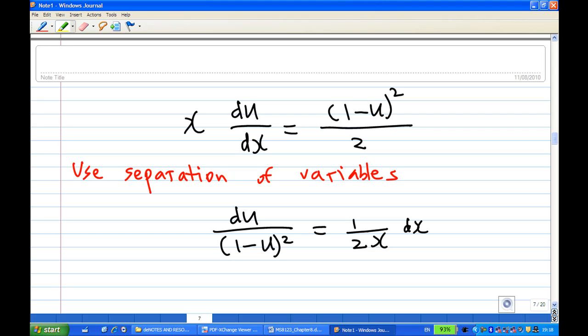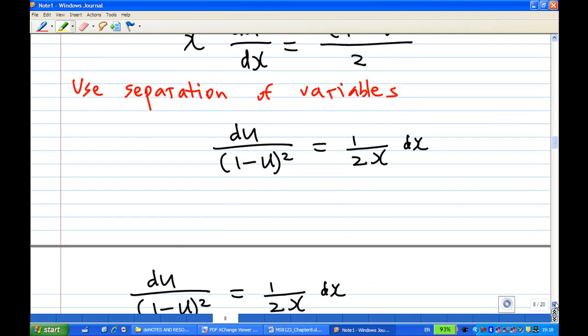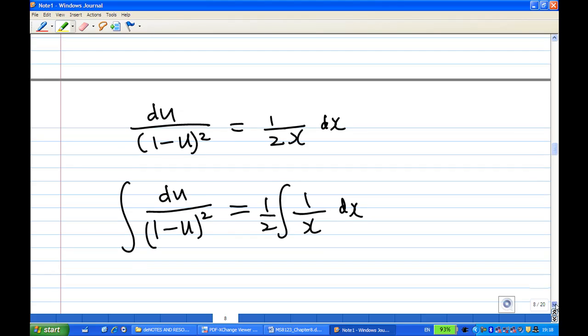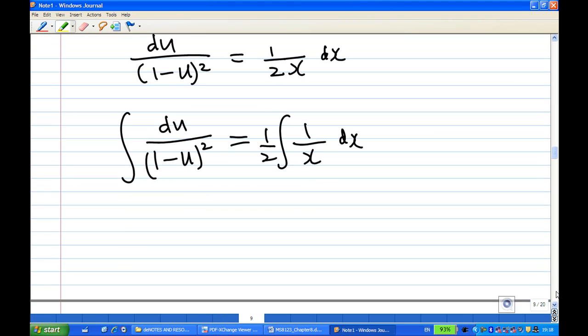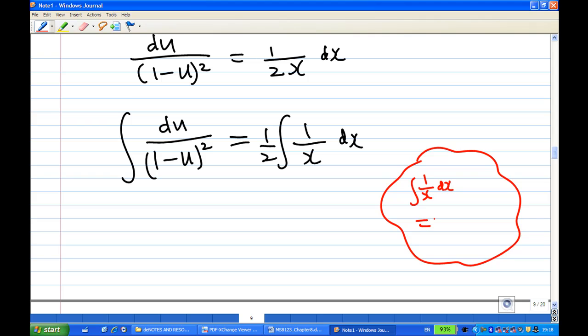Alright, after I separate, I get x on one side and u on the other side, so I can integrate both sides now. Integrate both sides: the integral of du over 1 minus u squared equals the integral of 1 over 2x dx. The integral of 1 over x dx is very easy, it gives you ln absolute value of x plus c. So the right hand side is easy. How about the left hand side?